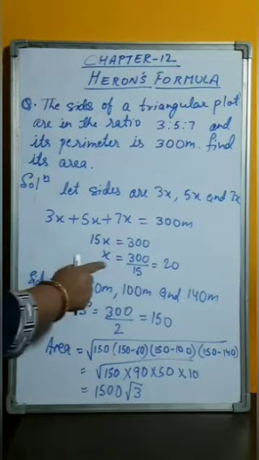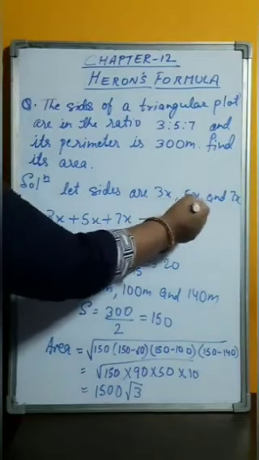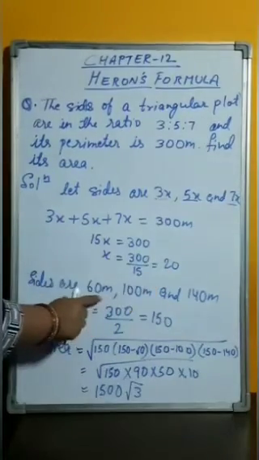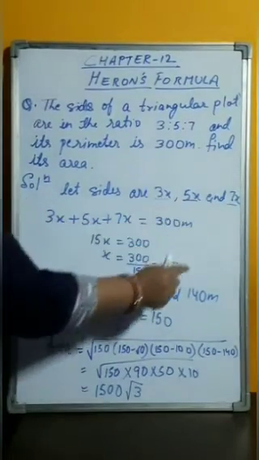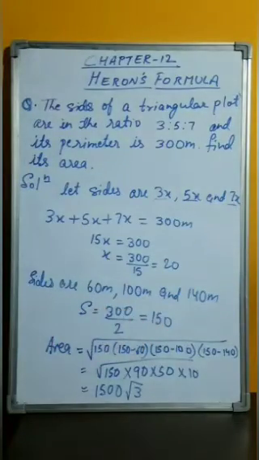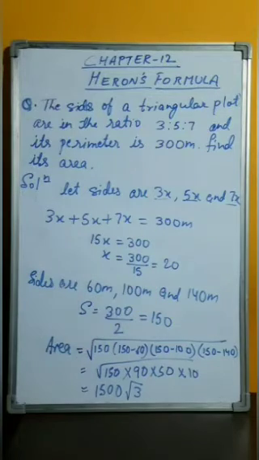Now we will calculate the sides by putting the value of x in 3x, 5x and 7x. 3 into x, that is 20, means 60 meter. 5 into 20 means 100 meter. And 7 into 20 means 140 meter. So the sides are 60 meter, 100 meter and 140 meter.